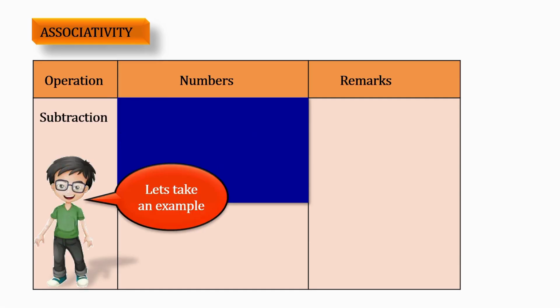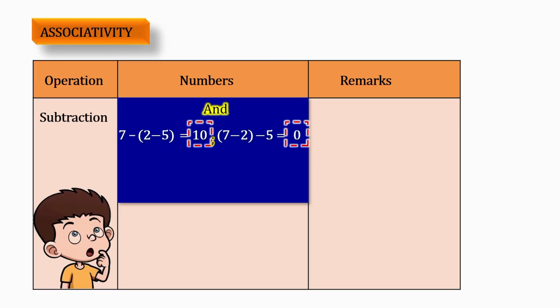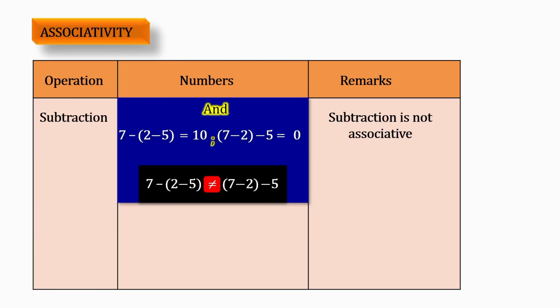Subtraction. Let's take an example. 7 minus (2 minus 5) equal to 10, and (7 minus 2) minus 5 is equal to 0. What do you observe? That 7 minus (2 minus 5) is not equal to (7 minus 2) minus 5. So, subtraction is not associative.